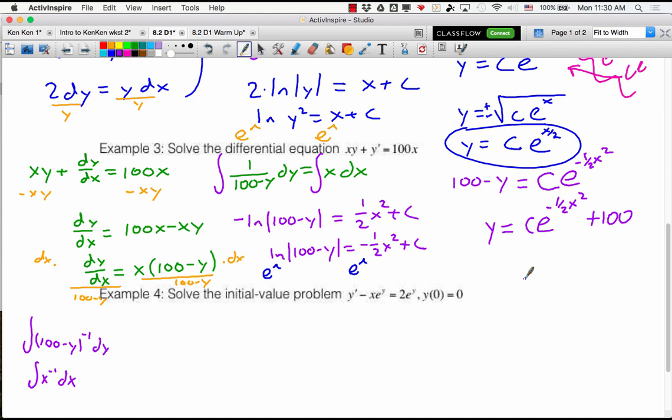What questions do you have? Example 4, we finally can solve. We can plug in some values and figure out what c is. How does that sound? Sound good?